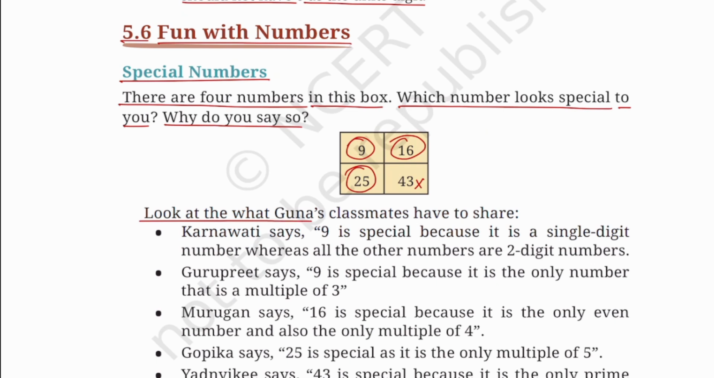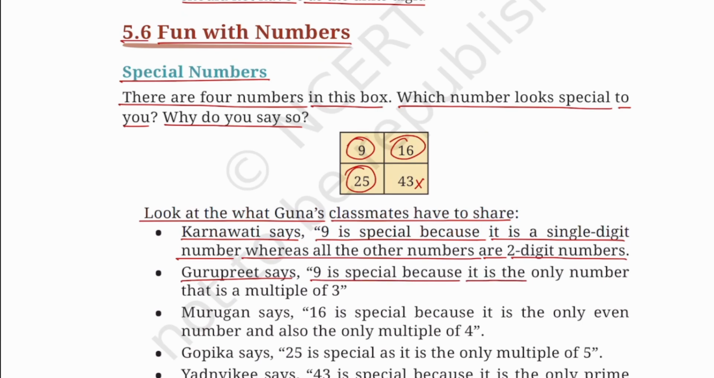Look at what Guna's classmates have to share. Karnavati says 9 is special because it is a single digit number, whereas all the other numbers are 2-digit numbers. Gurupreet says 9 is special because it is the only number that is a multiple of 3. Murugan says 16 is special because it is the only even number and also the only multiple of 4.